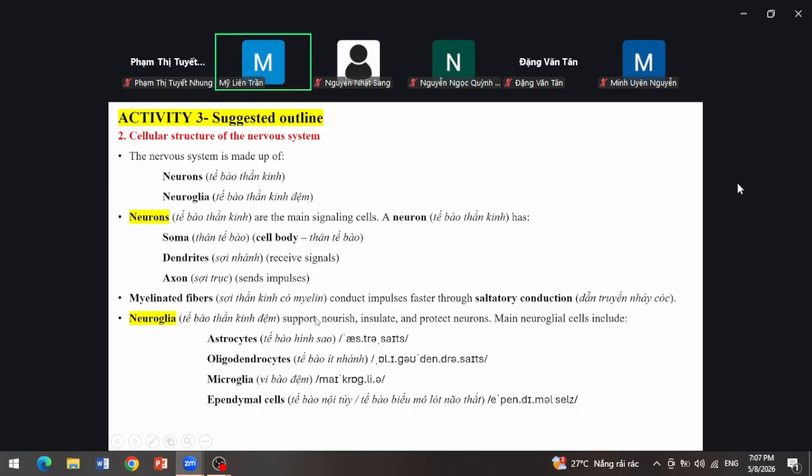Neuroglia support, nourish, insulate and protect neurons.